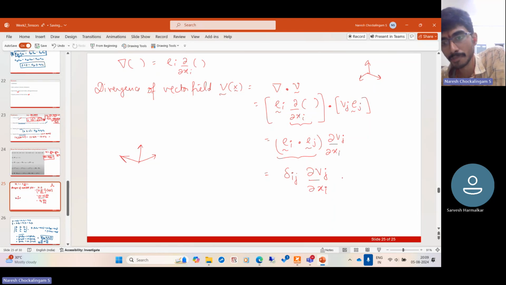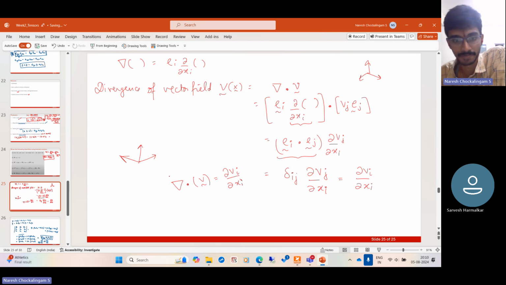Now this has the substitution property, so I can write this as dou V_i by dou x_i. Don't replace both, right? We have to replace only one of the indices. If you put i here and j here, it makes no difference. So you have to replace only one of the indices. Fine. So the divergence of a vector field V is nothing but partial V_i partial x_i.